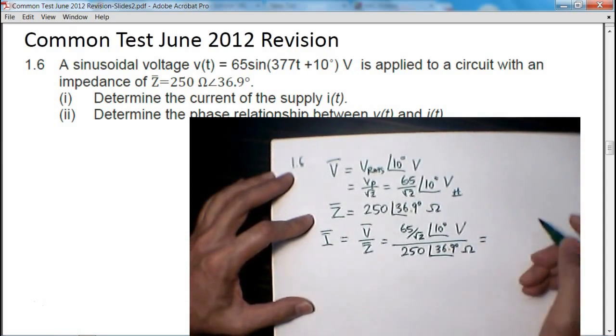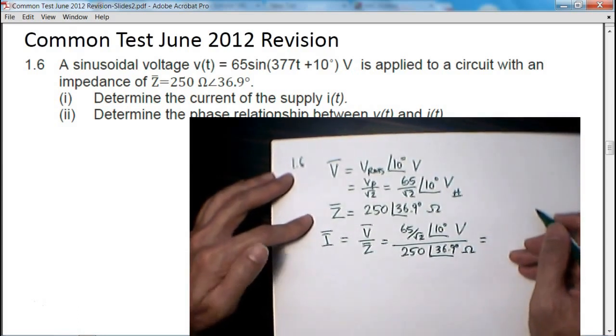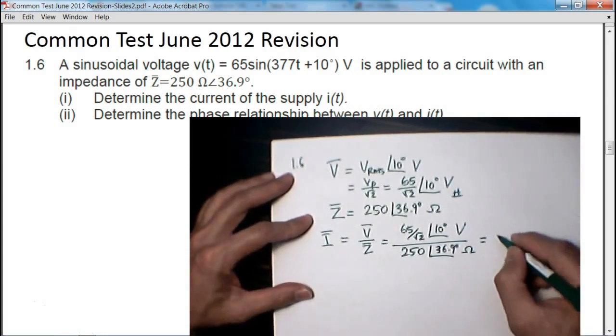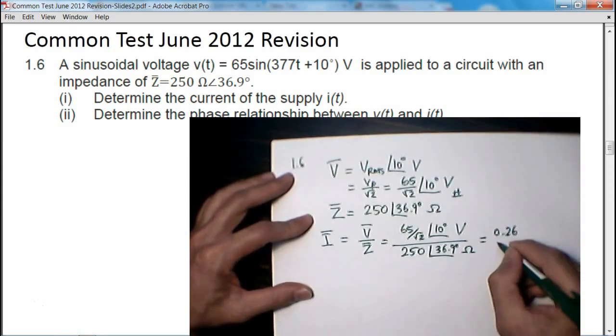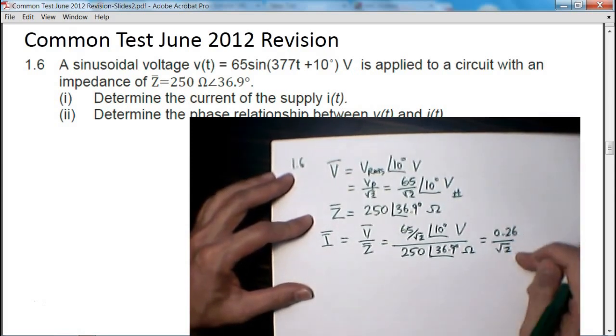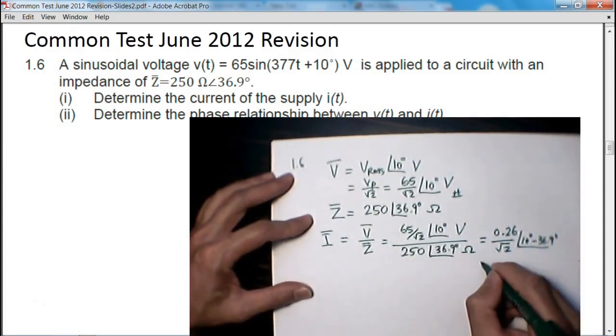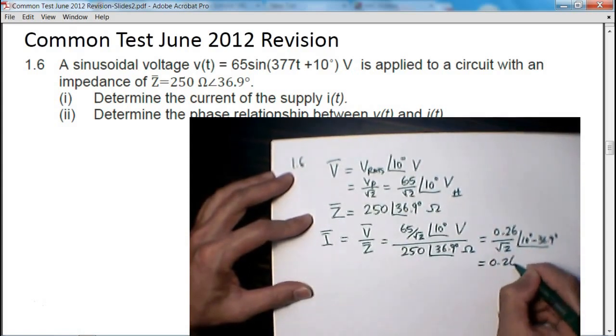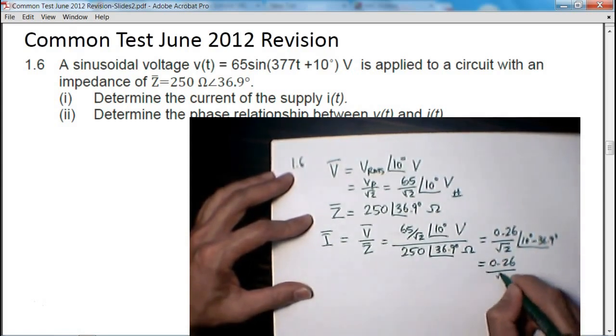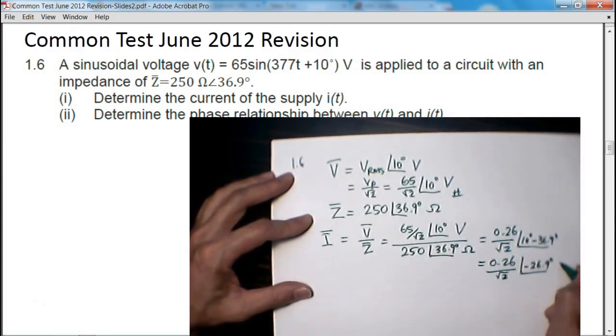That gives us 0.26 divided by root 2. Right, I'm going to retain the root 2 because later on we will convert back to the sinusoidal waveform, where the angle is 10 degrees minus 36.9 degrees. That gives me 0.26 over root 2 at the angle minus 26.9 degrees amperes.